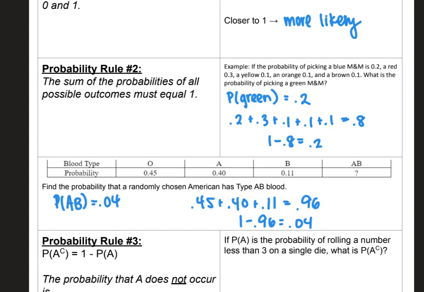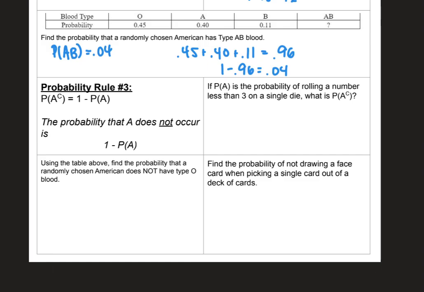All right, so rule number 3 is the complement rule. So the probability of A complement is equal to 1 minus the probability of A. So in words, we might say that the probability that A does not occur is 1 minus the probability that A does occur. So when we see the word not, that indicates we should be using the complement rule. Okay, or when we see this type of notation, A complement, we know we should be using the complement rule.